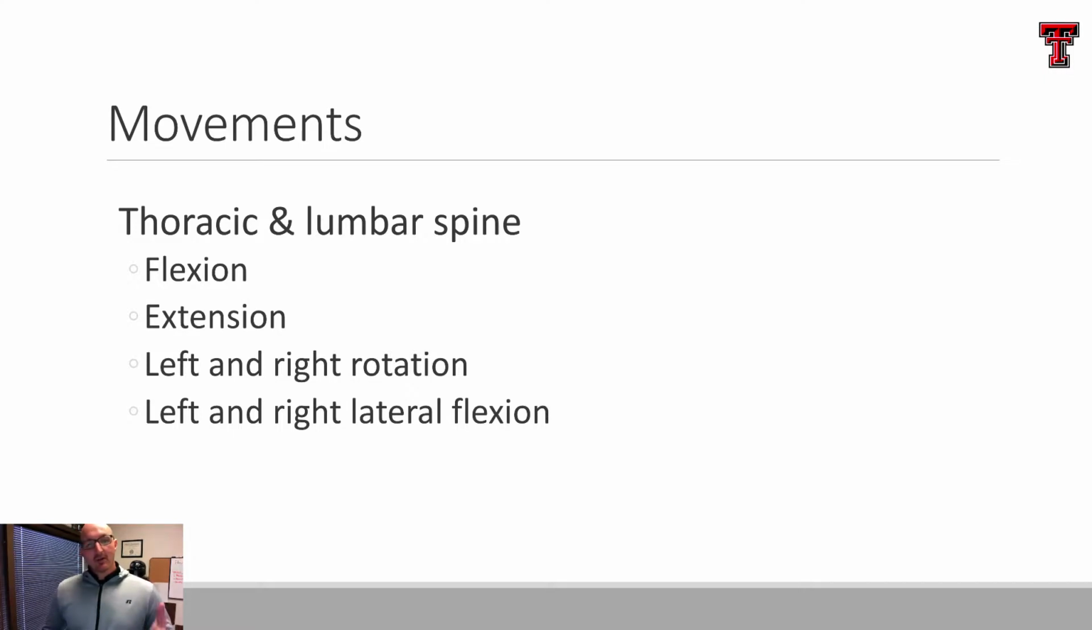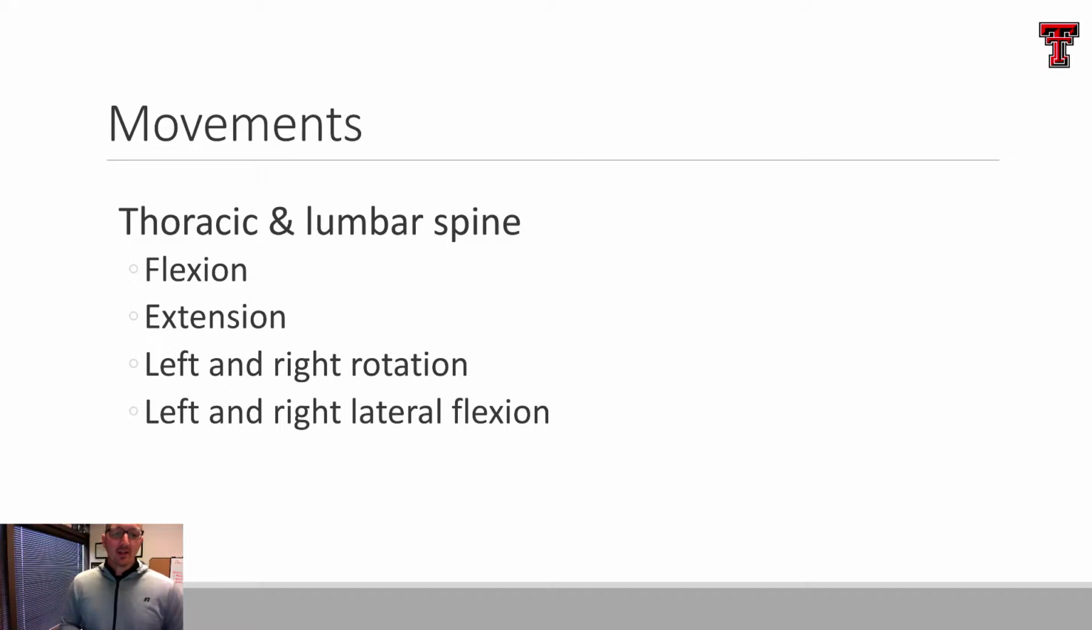So remember in the shoulder we talked about mobility versus stability. And the more mobile a segment is in the cervical spine, for instance, the less stable it is. Well, in the thoracic spine, we kind of have a split there where we're more stable and we're less mobile. And in the lumbar spine, even more stable and even less mobile.